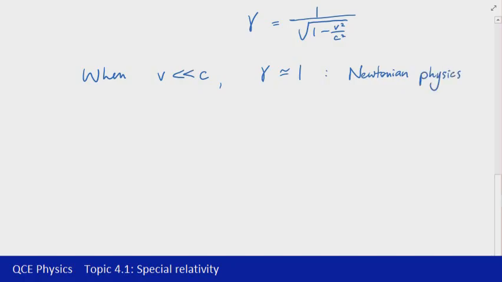If we then consider what happens as v approaches c, so v is getting closer and closer to c, we're going to see that gamma gets closer and closer to infinity. That's because as v gets closer to c, v squared on c squared is getting closer to 1, so 1 minus v squared on c squared is getting closer to 0. That means we're going to have 1 divided by a very small number, which will give us a number that gets closer and closer to infinity. That scenario is what we would usually refer to as relativistic speeds.